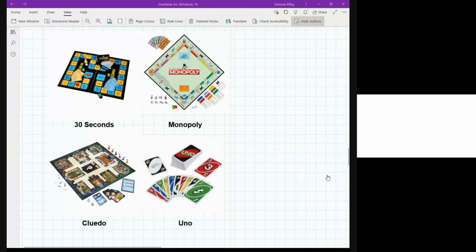Who is next in our line? Immediately, what's your take? I'm keeping Uno, ma'am. Why? Because I played Uno a couple of times at school with my friends, so I'm actually used to it. I've never played Monopoly or Cluedo, and I've played 30 seconds like two or three times before.